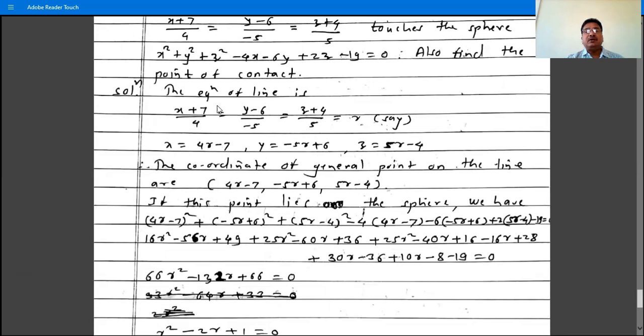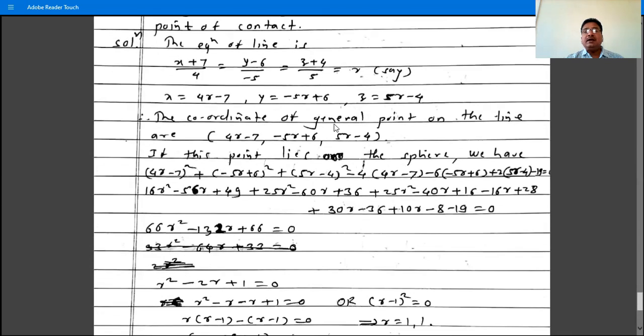So the procedure is what? The given equation of line is this. Say it is equal to r. Then what do we have? x is equal to 4r minus 7, y is equal to minus 5r plus 6, and z is 5r minus 4. Then the coordinates of a general point on the line are (4r minus 7, minus 5r plus 6, 5r minus 4).